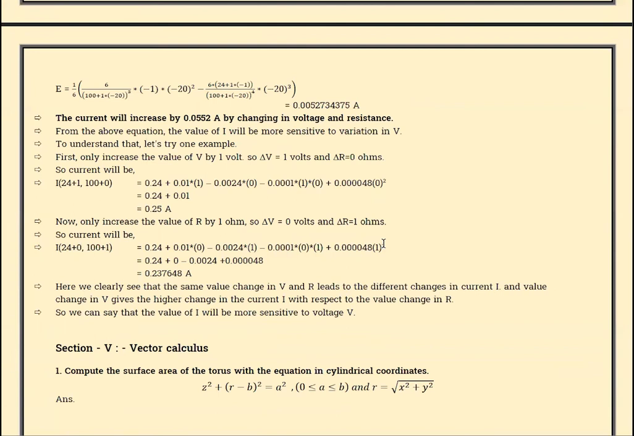Here we clearly see that when we increase voltage, the value of current will become very high with respect to when we change the R. So here we can say that I will be more sensitive to voltage V.